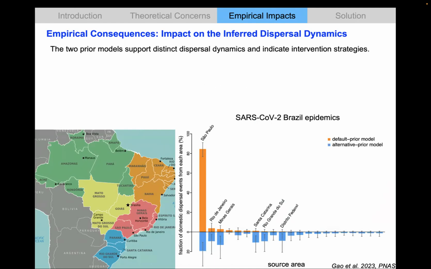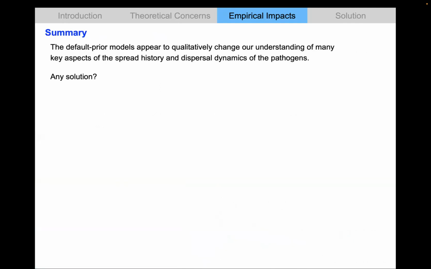Now let's look at the result under the alternative prior model, shown by the blue bars below the axis. Now Sao Paulo is inferred to contribute only less than 20% of the domestic dispersal events, while 5 other areas each contribute about 10%. Therefore, these two models reveal very different dispersal histories and indicate distinct intervention strategies. The default prior model tells us that we should put most of our efforts into containing the spread of the virus out of Sao Paulo, whereas the alternative prior model says that the effort should be spent more or less evenly on mitigating the spread of the virus between major cities in Brazil. Again, this impact is pervasive across all datasets.